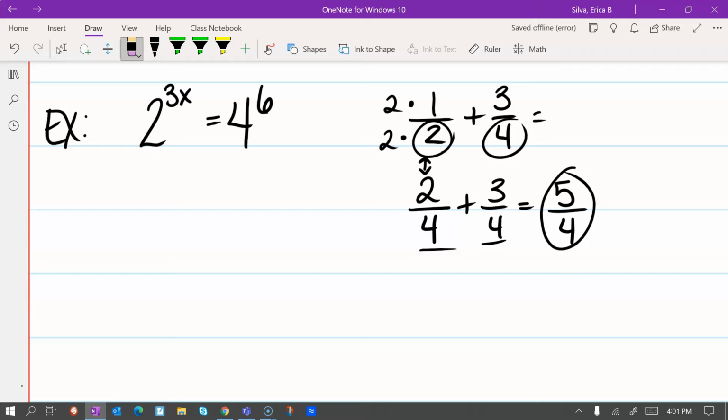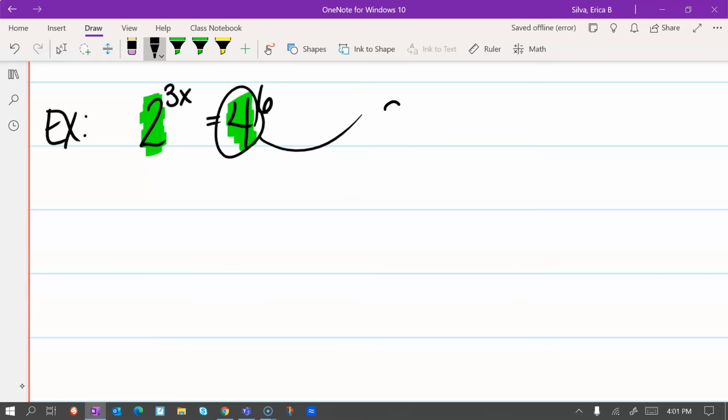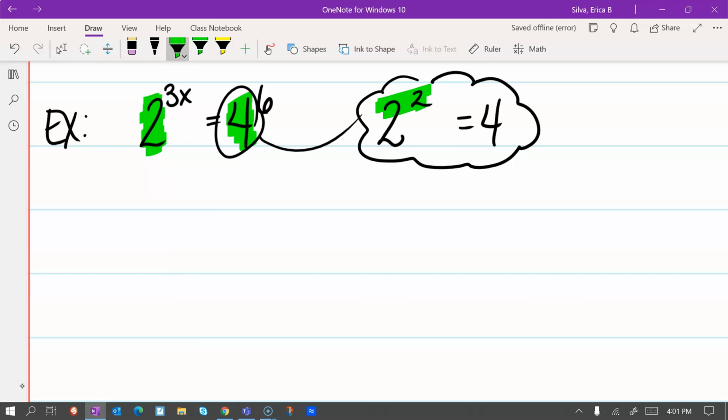That's the same idea with exponents. Now we know we have a base of 2 here. And if we look at this 4, and we want to create a base of 2, 2 to the what power will give us 4? Well, 2 to the 2nd power gives us 4. So then we can replace this 4 with 2 to the second power. So we now have 2 to the 3x power equals 2 to the second power, and then we want to bring down this exponent.